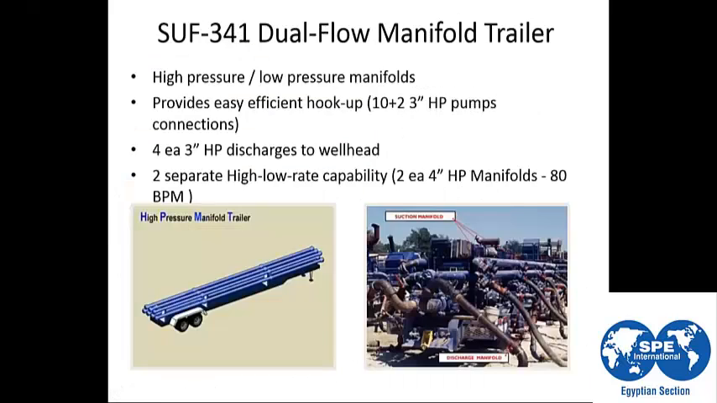Okay, this is the shape of the manifold. The manifold, as we said, consists of a high pressure manifold and a low pressure manifold. The size of the tubing at the manifold is 4-inch. This is the ID for the flow line.